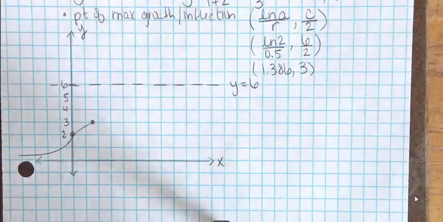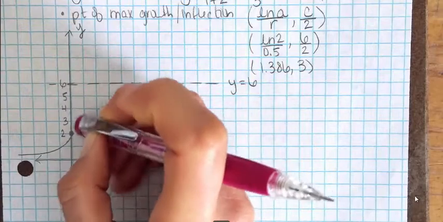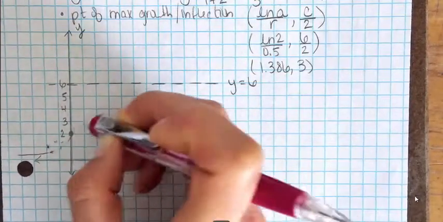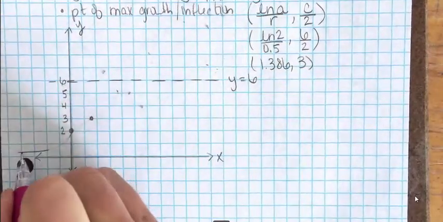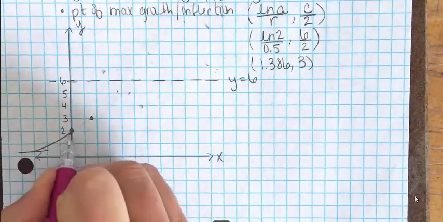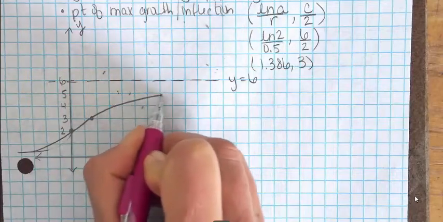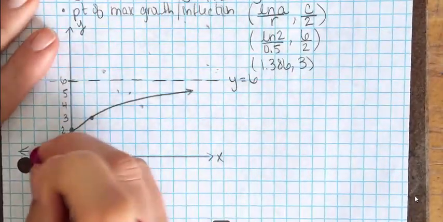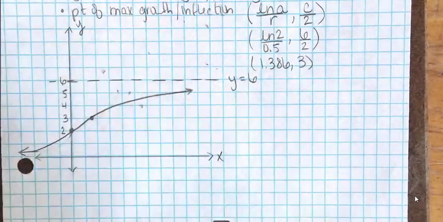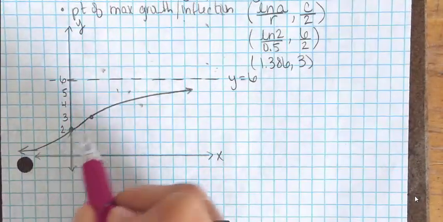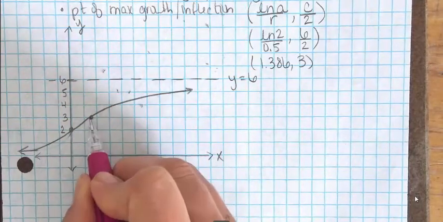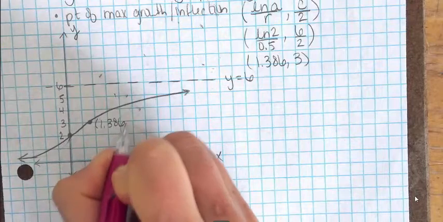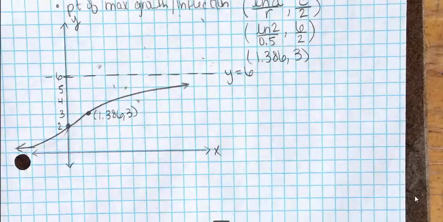Oops, I didn't do a very good job of that. Let me try that one more time. Because you don't want your y-intercept to look like your point of inflection. You want your point of inflection to look like your point of inflection. So let's try that again. So it comes up, and then it starts to level out there. So maybe something like that. It's important that your graph shows that it goes from concave up and then concave down at your point of inflection. So this right here is 1.3863, and (0, 2) is pretty obvious.